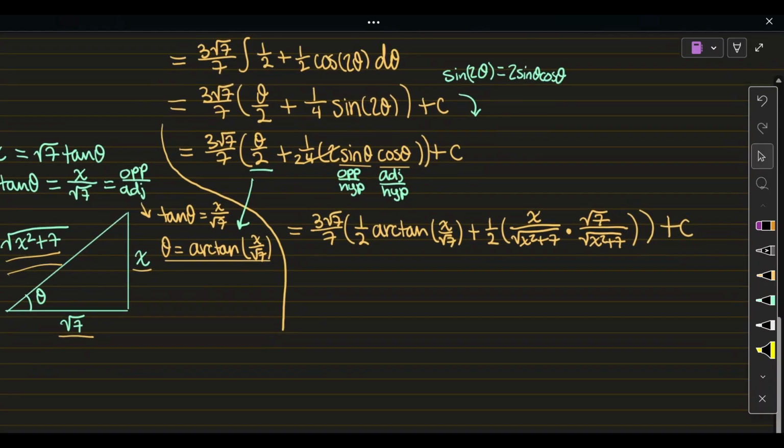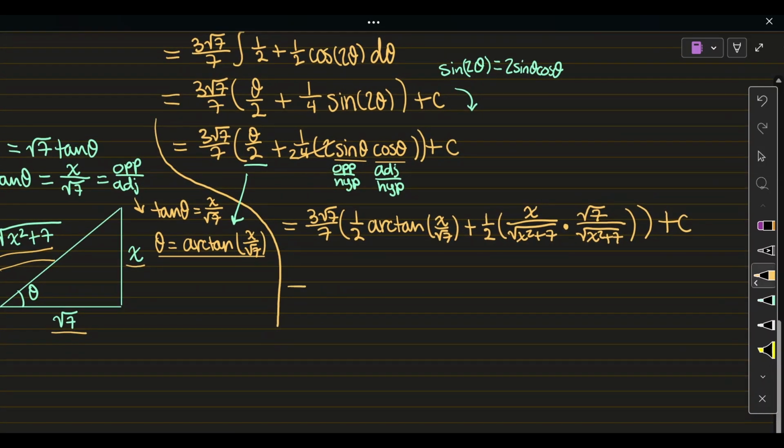And then plus c. So finally, rewriting everything, I have that this is going to be 3 times the square root of 7 over 14, arctan of x over the square root of 7, plus 3 square roots of 7 over 14 times, we'll just write it all as one fraction. So I'll have 3 times 7, or we'll go ahead and write it this way.